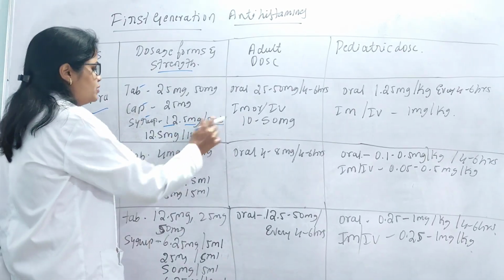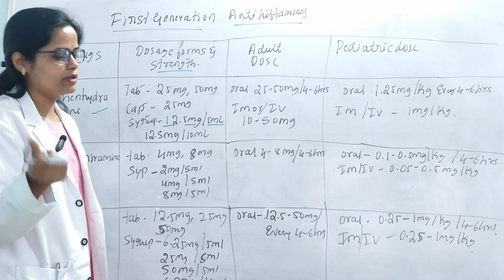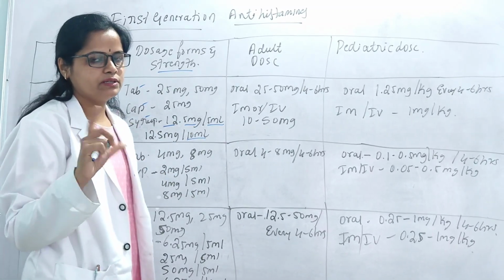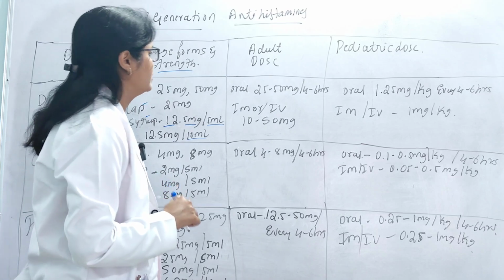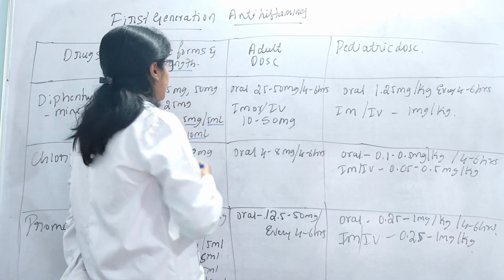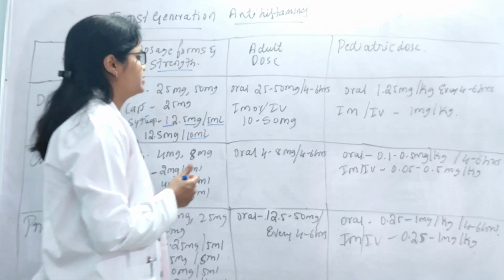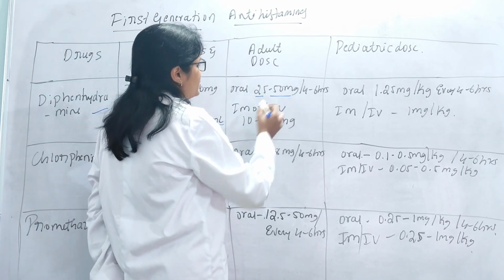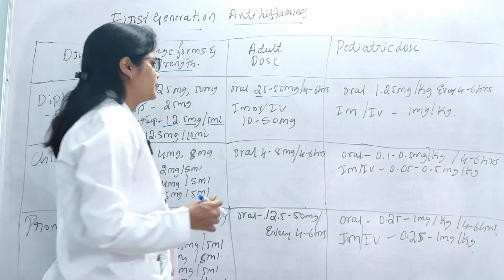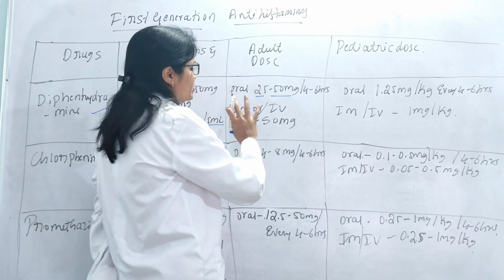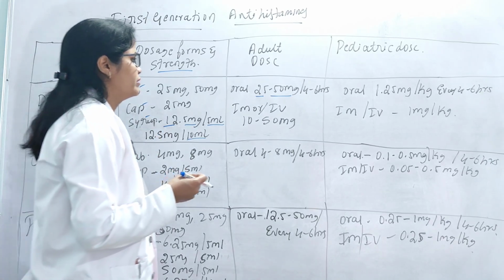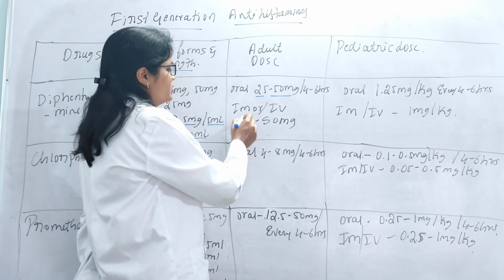In a 5 ml bottle it includes 12.5 mg, and also the 10 ml syrup bottle includes 12.5 mg. And the adult dose of diphenhydramine orally is 25 to 50 mg every 4 to 6 hours. We can administer it only in the duration of 4 to 6 hours, with a gap of 4 to 6 hours for 25 to 50 mg.